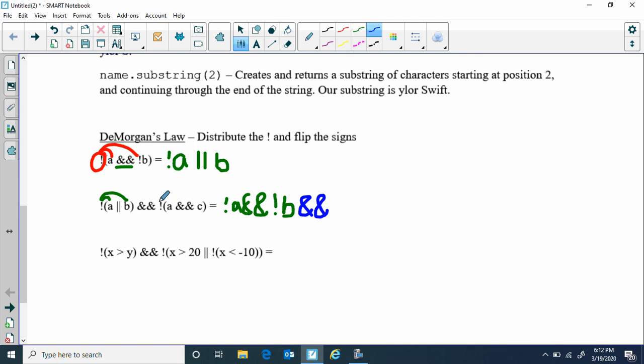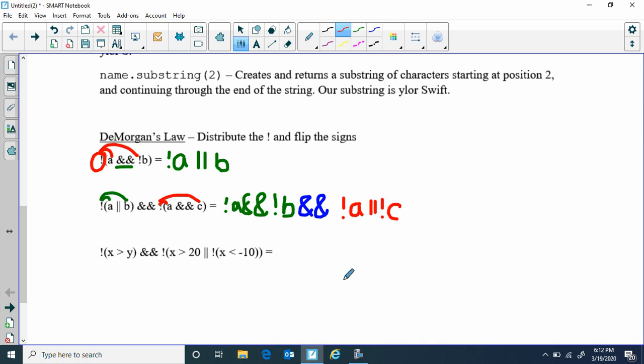And then we distribute our other not here. So we have not A or not C.